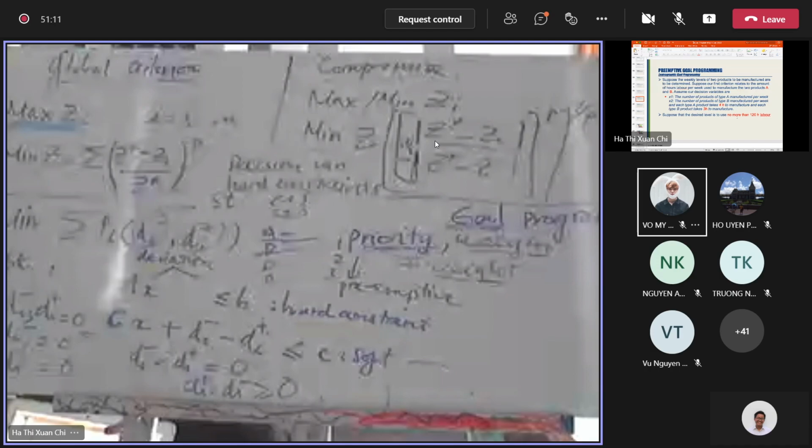Okay. And when you finish product A, you can sell it for 100. Product B, you can sell for 150. And the profit target you want to get is 7,000 US dollars.